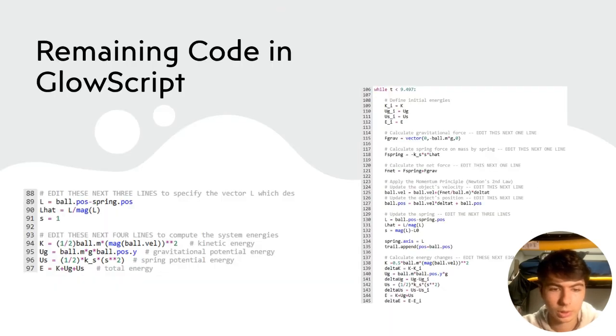In the remaining code in the GlowScript, we used a different position update formula, such as the ball velocity update formula and ball position update formula, and did the energy principle, for example, K equals 1/2 m v squared, and then Ug is equal to mgh, and then added all those together. For Fnet, for example, Fnet is equal to F gravity plus F spring, just adding all of them together, and it's basically fulfilling the energy principle.